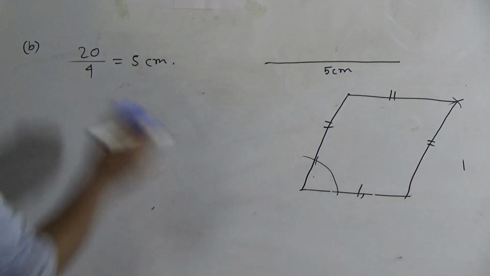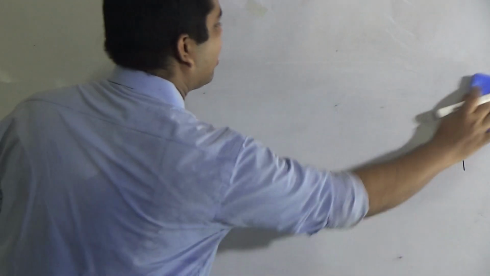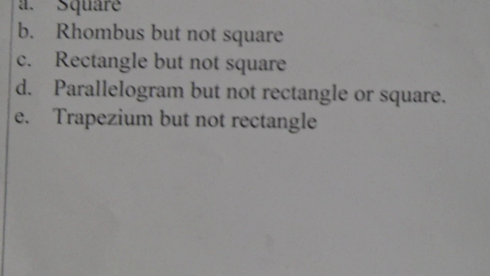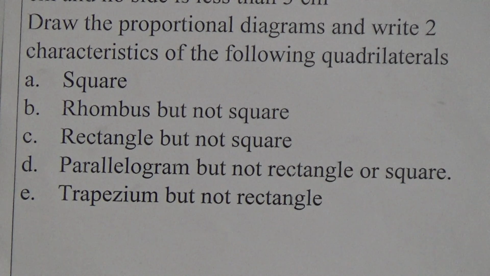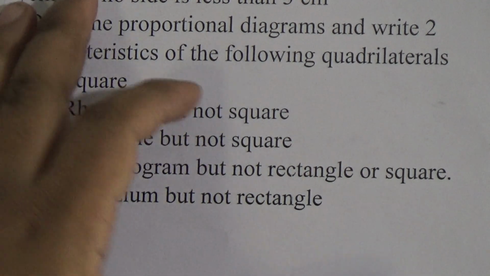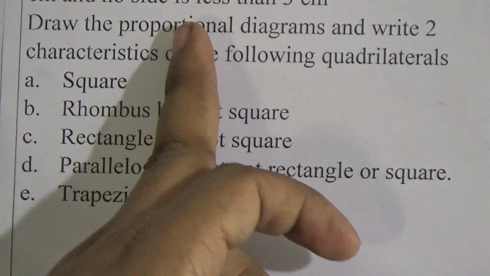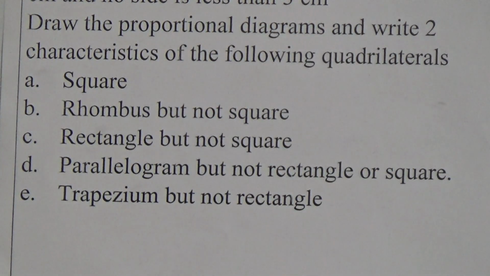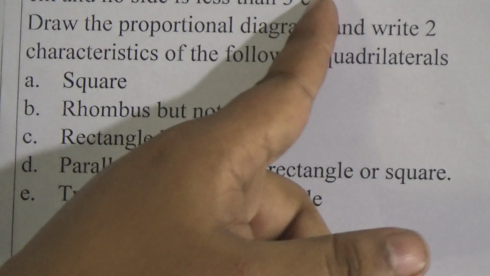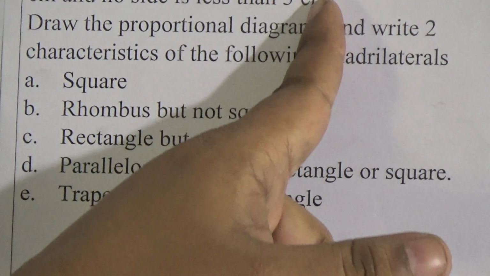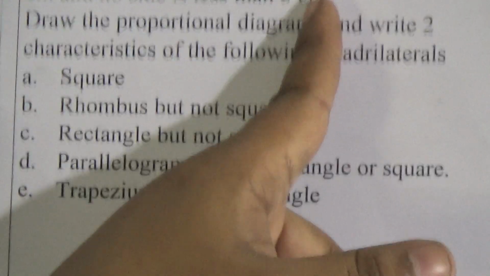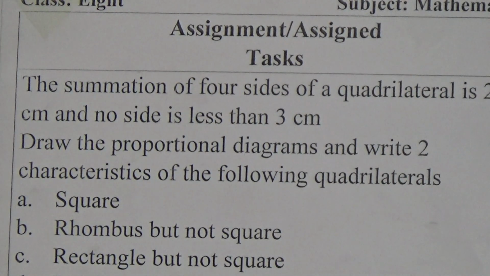Next, C number, rectangle but not square. So how can you draw a rectangle but not a square? Rectangle means opposite sides are equal and parallel, and all angles are right angles. Here you notice the summation of four sides of a quadrilateral is 20 centimeters, and no side is less than 3 centimeters. That means its breadth will be 3 centimeters. My dear students, its breadth will be 3 centimeters.